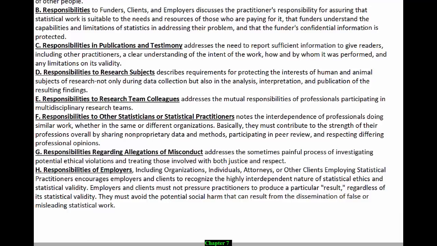Feel free to read these at your leisure in detail and visit the website to have expanded explanations. The ASA, or American Statistical Association, has worked very diligently to try to define some ethical parameters for the field of statistics.